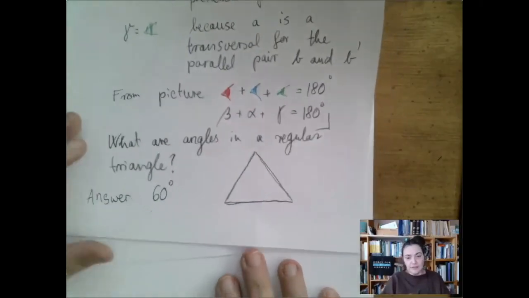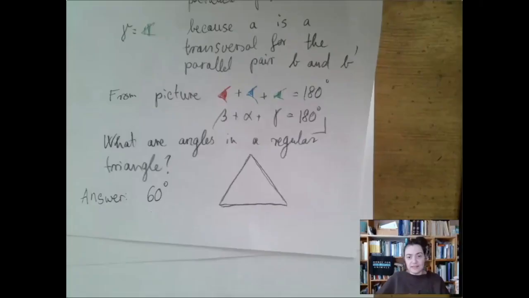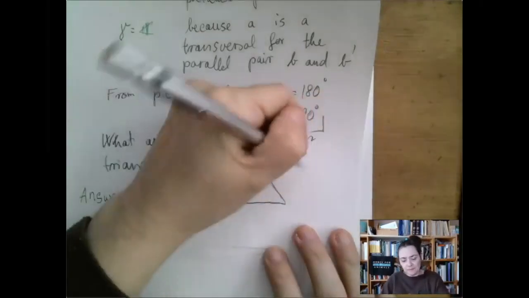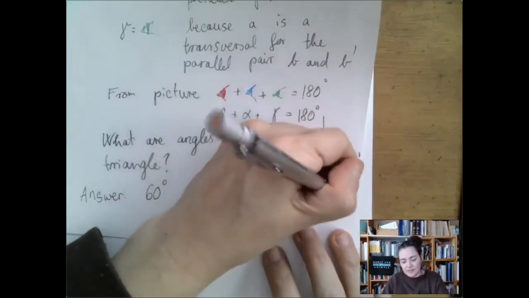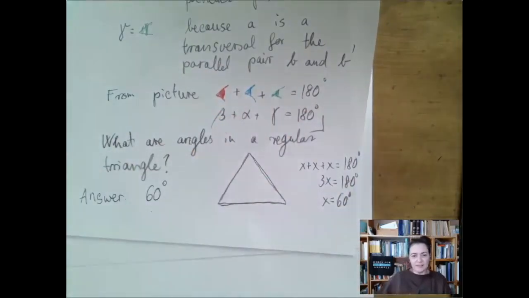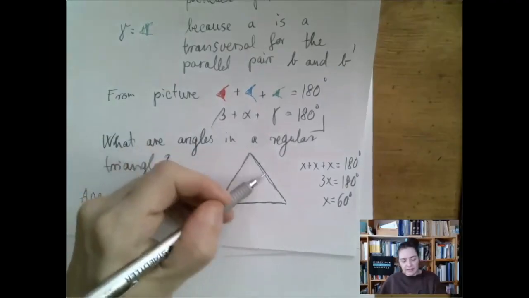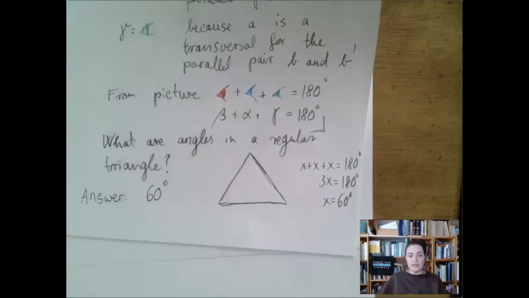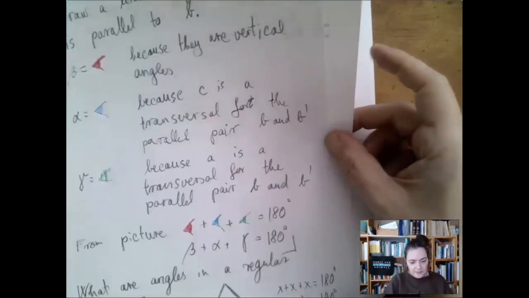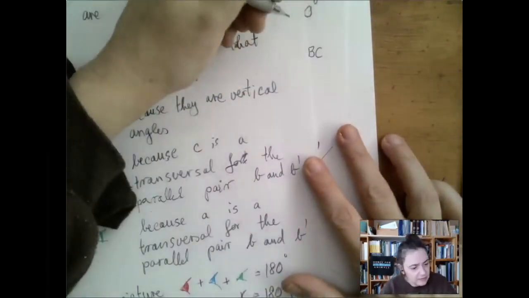I know we haven't done equations yet, but it's x plus x plus x equals 180, 3x equals 180. So x equals 60. But you don't need to do that. We don't need formal equations just to figure out that three equal numbers add up to 180. They have to be 60 each. All right. Let me ask you one more thing.